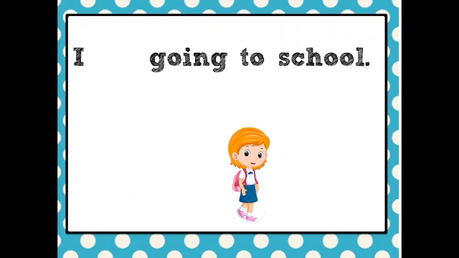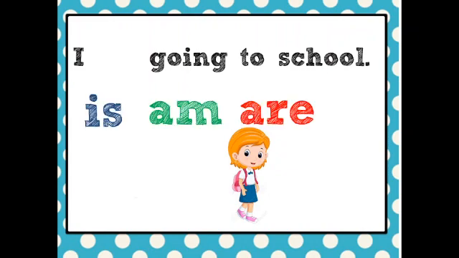I going to school. Is, am or are? Think. Is is for one. But there's I in it as well. And with I we use am. I am going to school. Did you get it right?